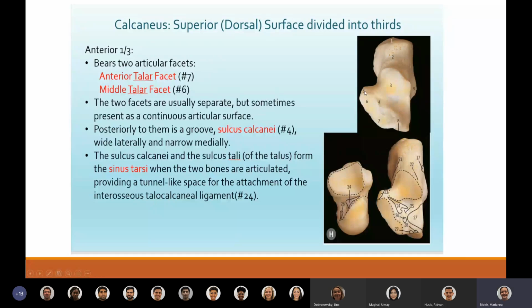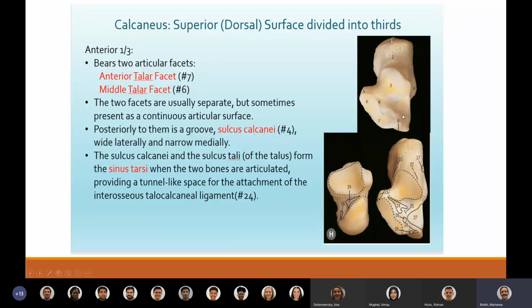Remember how to tell the orientation, the laterality of the calcaneus: the sustentaculum tali is on the medial side. So here is our anterior talar facet. This is our middle talar facet, which rests right underneath the sustentaculum tali. Again, the two facets can be separate, but sometimes present as a continuous articular surface. We see them both ways in the lab, okay?